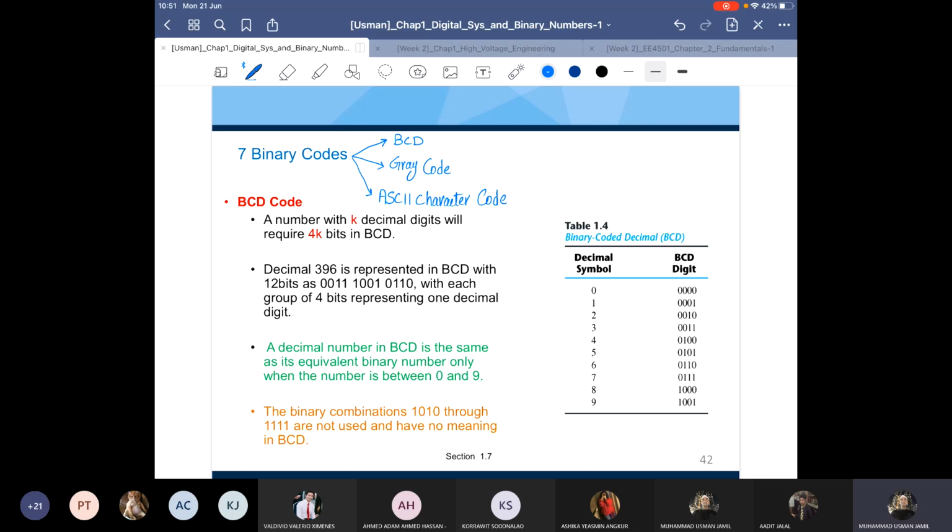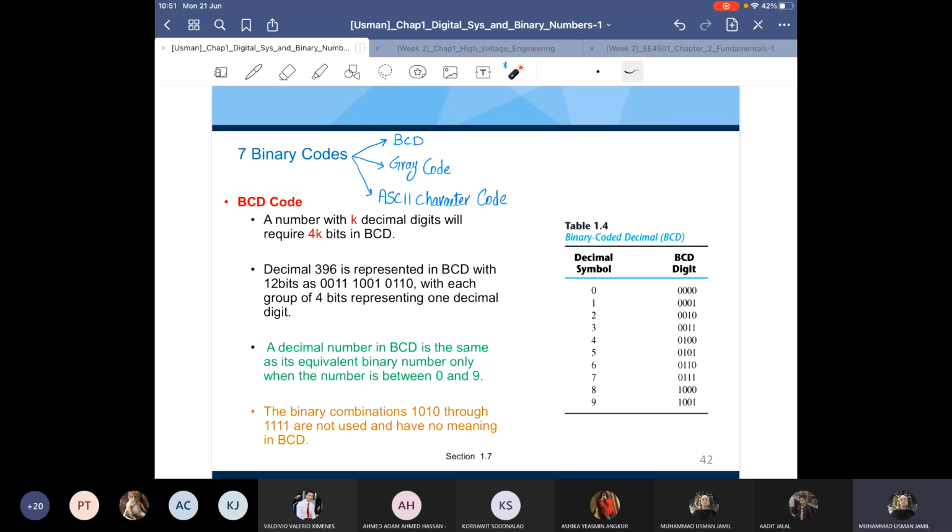So in this topic we will study these three: BCD, gray code, and this one. But for BCD we will study in detail. For gray code and this one, we will not study in detail, because we just need BCD. This just gives you an overview that in binary codes we can also use gray code, and we can also use ASCII character codes. But normally we use BCD, binary coded decimal.